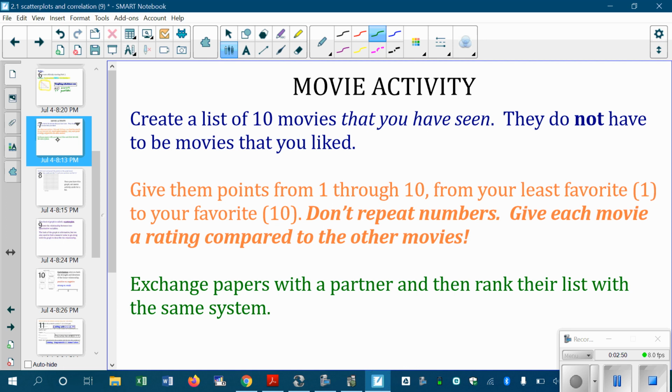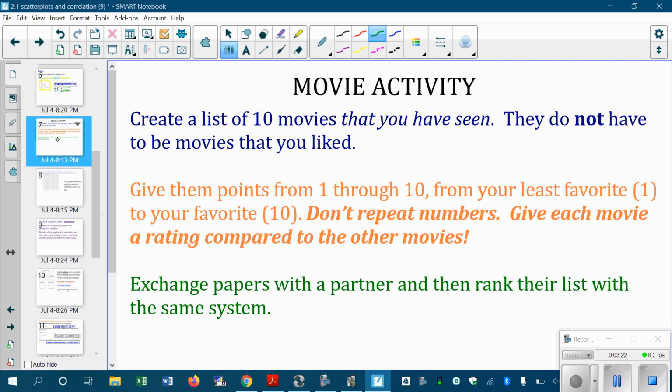Okay, so to do this activity, I'd like you to make a list of 10 movies that you have seen. Now, it is actually easier to do this activity if you do not just list, I'm not asking you to list the top 10 movies, your favorite 10 movies. That actually is going to make this activity harder. So it's better to just think of 10 movies you've seen. Maybe there was something that your dad made you watch, like Caddyshack, and you didn't really like it. That's okay. You can put it on the list anyway.